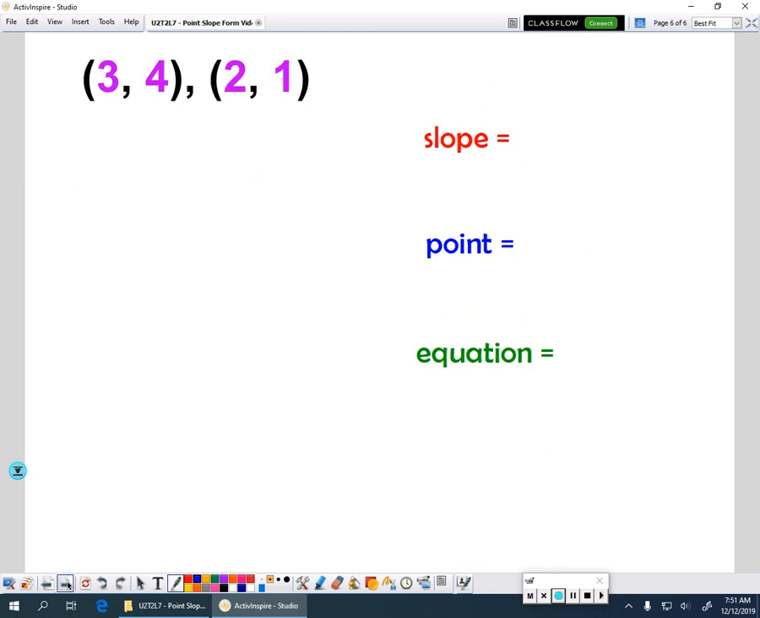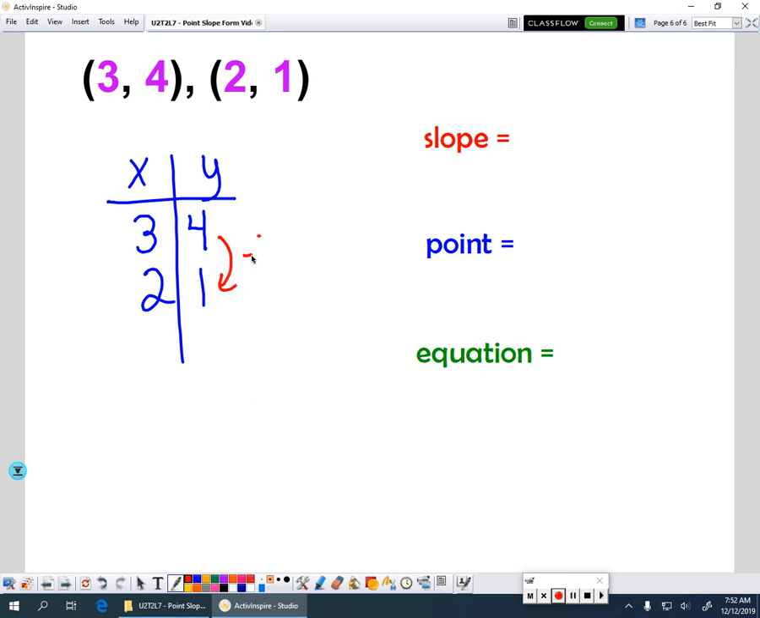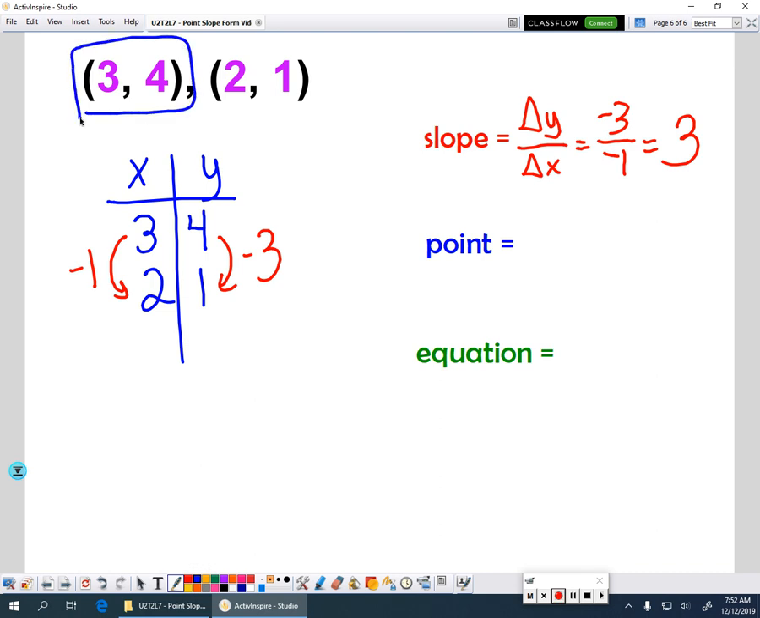And last but not least, if we had a pair of ordered pairs, you know I always like to create a table to find my slope. So I'm going to take that first ordered pair and write it, and my second ordered pair, and same thing. I'm going to find my slope, which is -3. I'm going to find my slope over here, -1. My change in y over my change in x is going to be -3 over -1, which would simplify to just be a slope of 3. And then again, I can pick any point I want. So it doesn't matter which one you pick, just pick one.